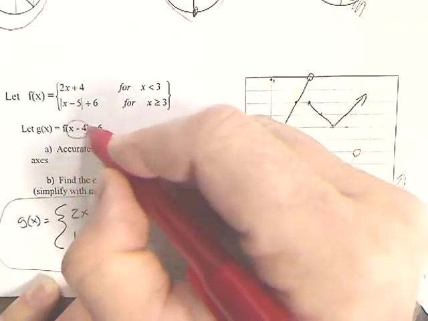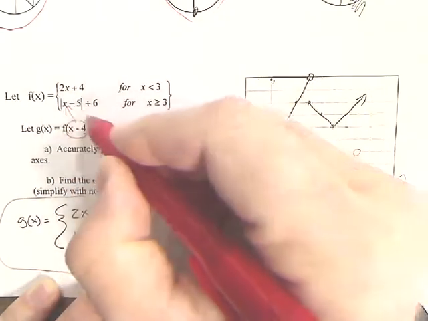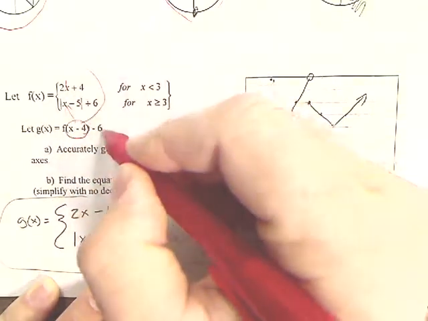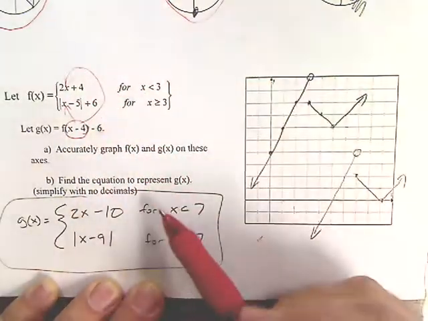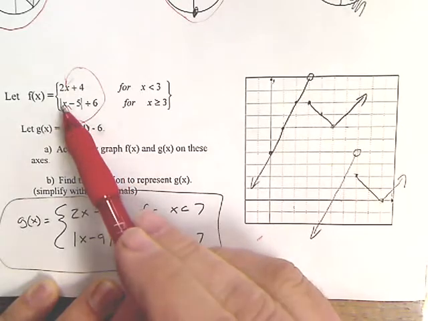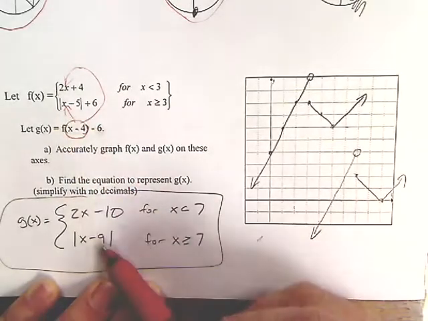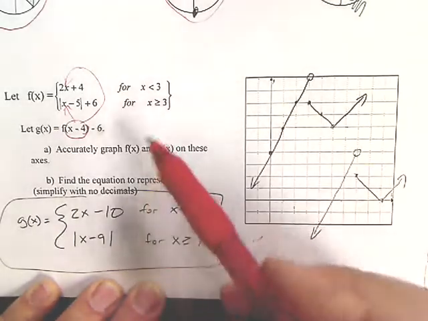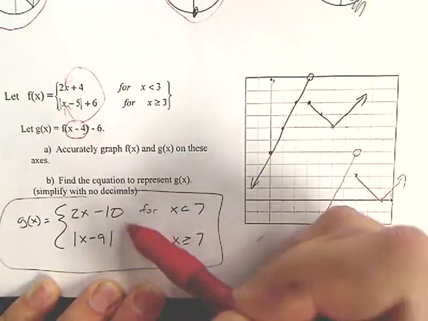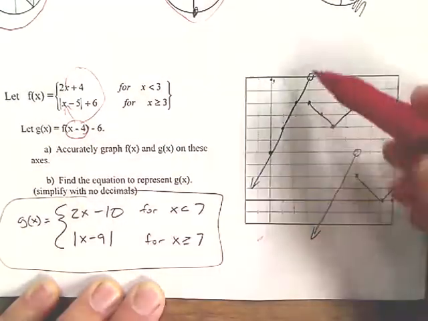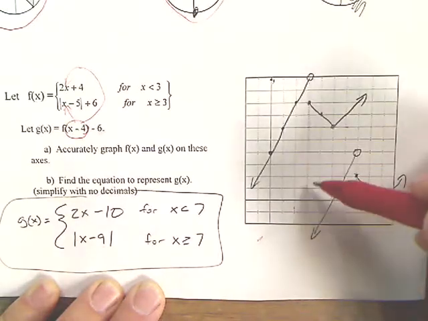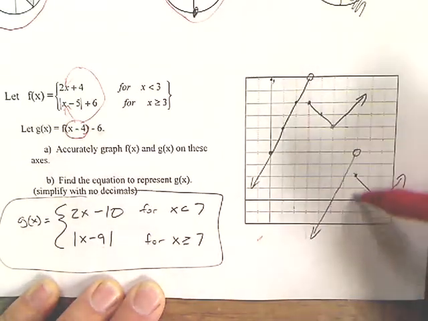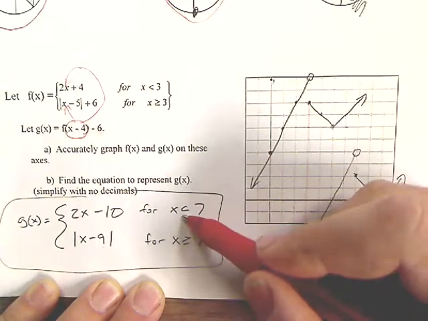Substitute that part in for the x, and then just subtract 6 at the end. So when I plug this x minus 4 in here for the x, that's x minus 9. That's how that got there. 6 minus 6 is gone. And same thing for the top. And this spot moved from 3 all the way over to 7. So that's why its x is less than 7.